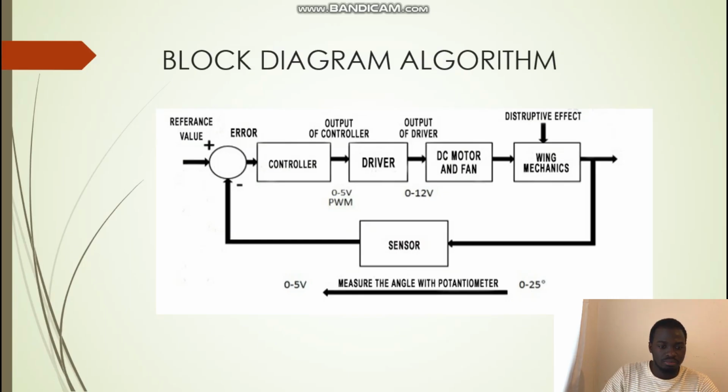Let's go. This is the block diagram algorithm. Before we start with the simulation, we should have an idea about the block diagram algorithm. So we give a reference input, and that reference input is checked by the comparator, and after that given to the controller, which for example, the Arduino microcontroller uses a voltage range of 0 to 5 volts, and that gives a PWM signal to the driver. Then the driver will amplify it and give it to the motors. Then after it will come to the wings mechanism system.